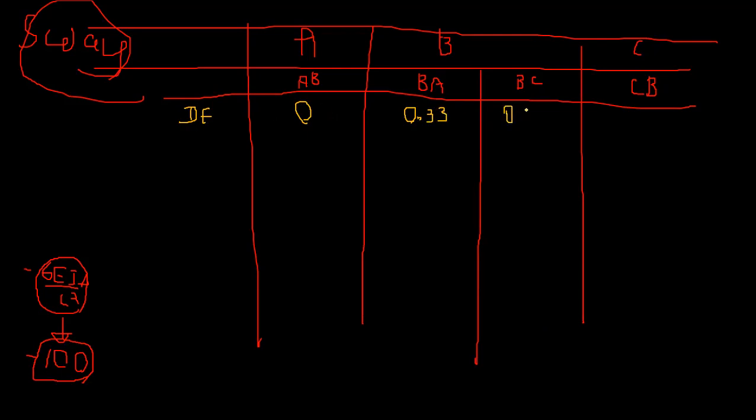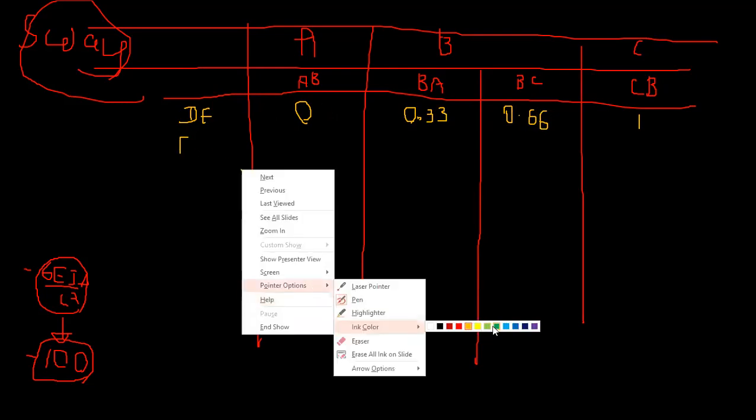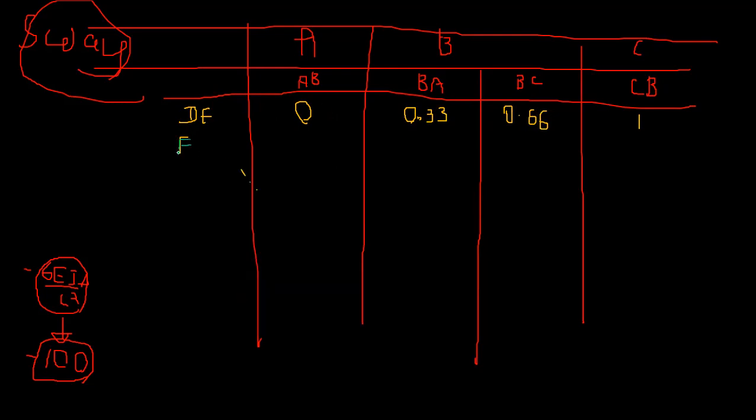Here it's 0.67. Here it's 1. So the fixed end moments, those are minus 100, plus 100, 0. Here, rigid body translation, the member BC, right? So nothing happens to that.